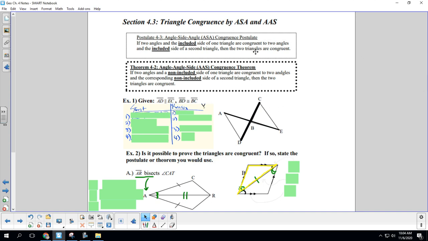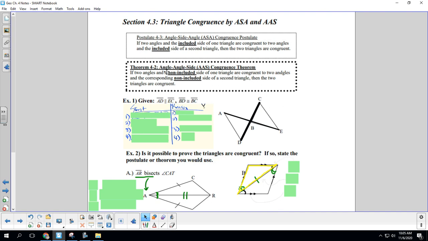All right, we're going to take a moment and continue our triangle congruence study. This time, we're in chapter 4, section 3, and we're going to talk about the angle-side-angle and angle-angle-side triangle congruence postulates. So let's start with angle-side-angle. If two angles and the included side of one triangle are congruent to two angles and the included side of a second triangle, then the two triangles are congruent.